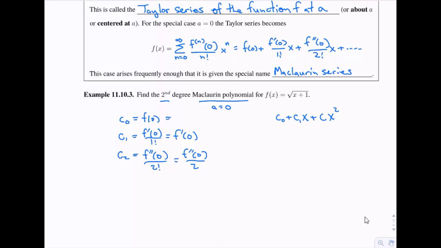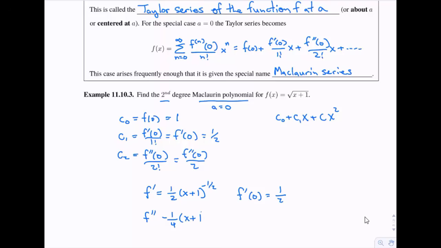So let's try to figure out what these things are. If I plug in 0 into my function, I get the square root of 1, which is just 1. Okay, how about a first derivative? Power rule: the 1/2 would come down, times x plus 1 raised to the negative 1/2. And then chain rule, technically multiplied by 1 in this case. So if I plug in 0 now, I'd have 1/2 times 1 to the negative 1/2, which is just going to be 1. So therefore, we get 1/2 here.